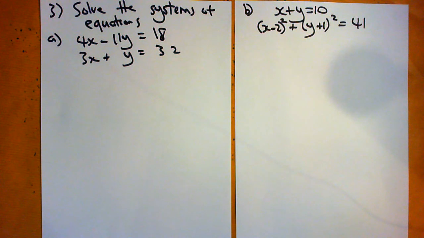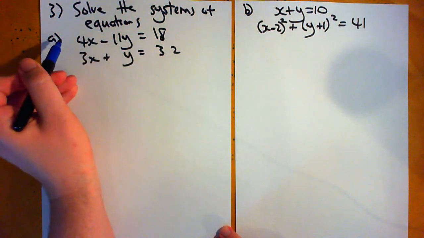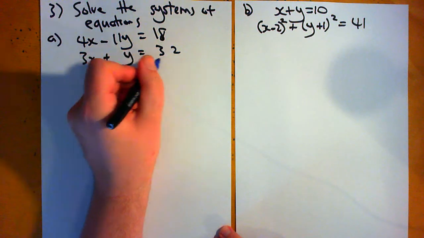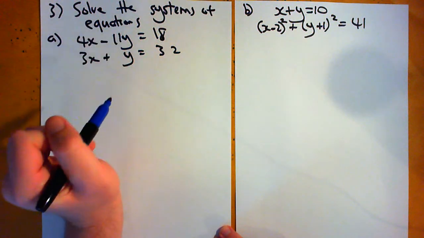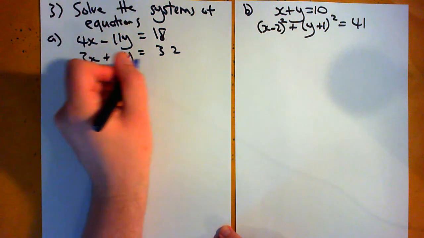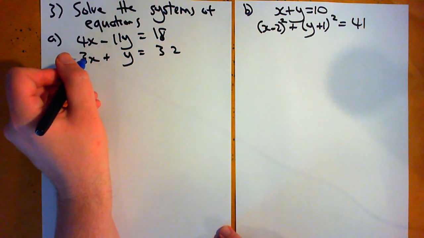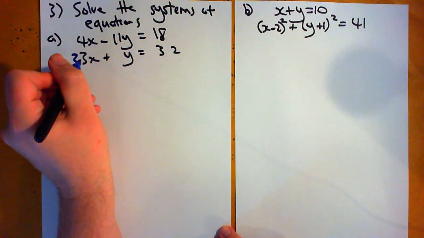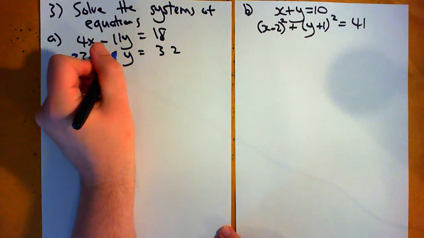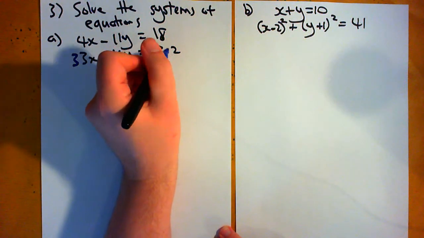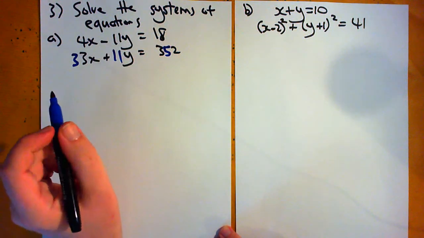Let's eliminate y, which means we'll need to multiply the first equation by 1 and the second equation through by 11. Multiply each equation through the whole equation through by the multiplier of y in the other equation. So the first one times 1, because this is 1 times y, and the second one times 11, because this is 11 times y. So multiplying that second equation through by 11 gives us 33x, which is 3x times 11, 11y, which is y times 11, and 352, which is 32 times 11.